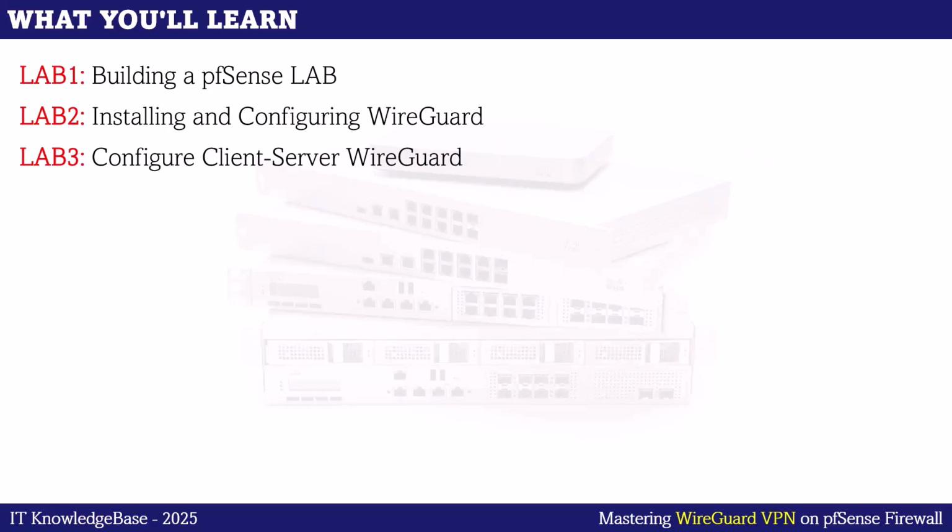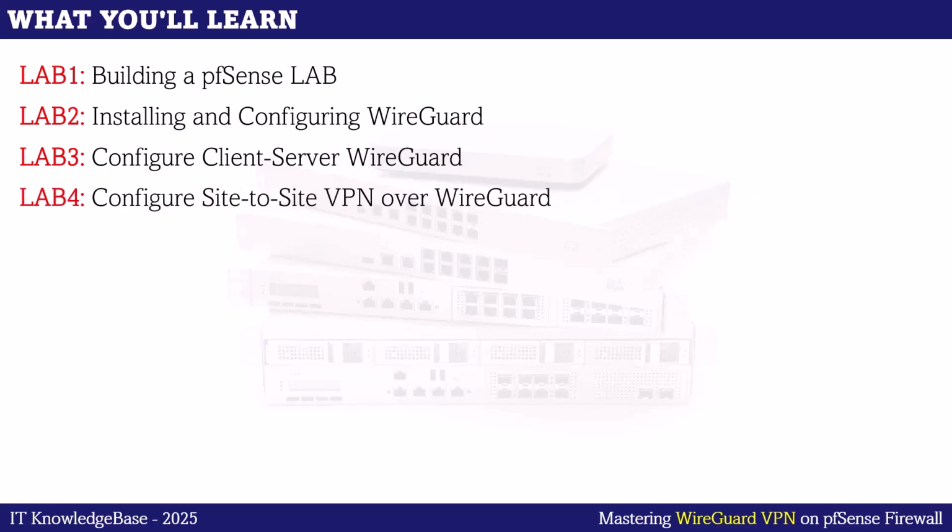Number 3 is configure client-server WireGuard. Once you have WireGuard up and running, it's time to explore client-server configuration. In this lab, I'll guide you through the process of setting up a client-server VPN using WireGuard. You'll learn how to establish secure connections between your devices and the server, ensuring your data remains protected while in transit. By the end of this lab, you will be proficient in managing client-server connections with ease.